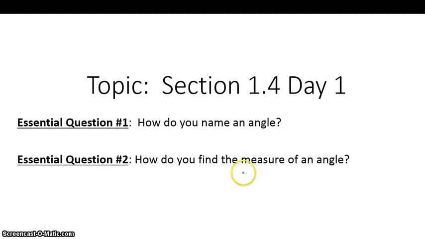So if you need to pause anytime throughout because you're trying to copy things down, please do. But also remember that these essential questions are on the board in the topic, so you can always go back and copy those later.